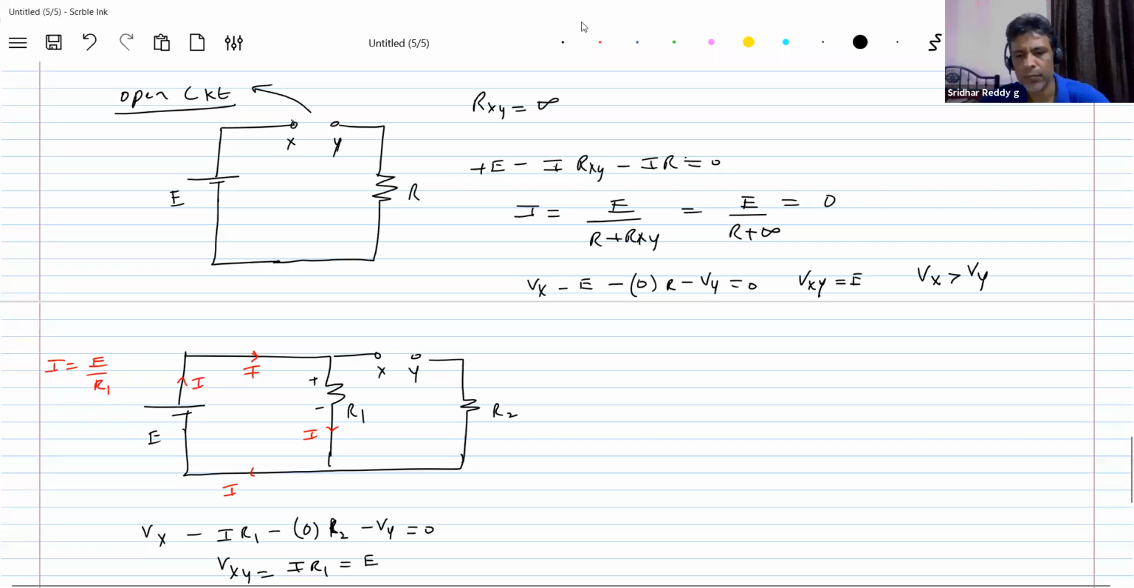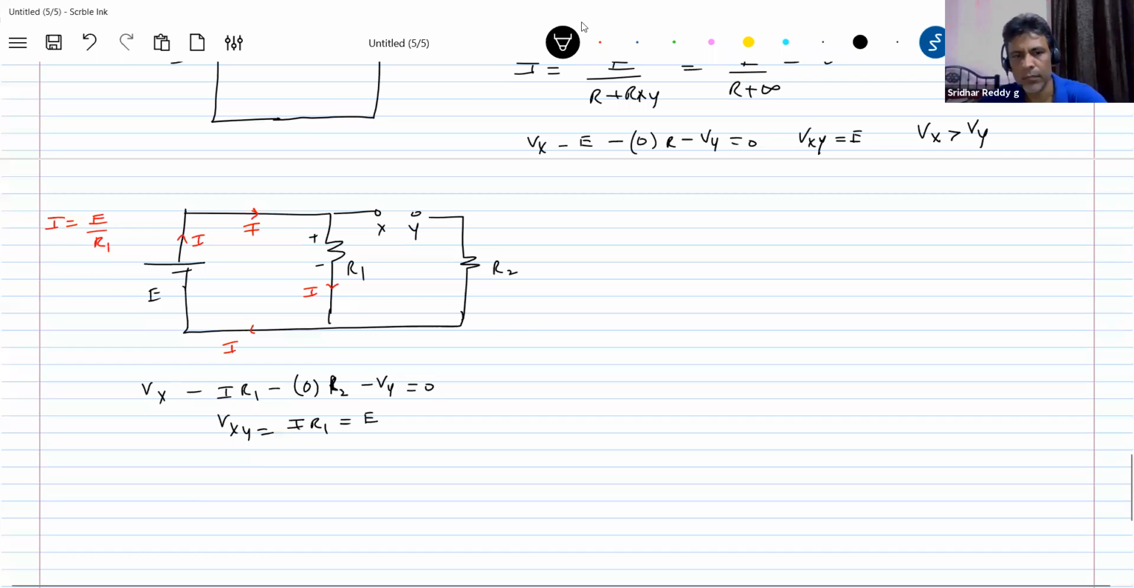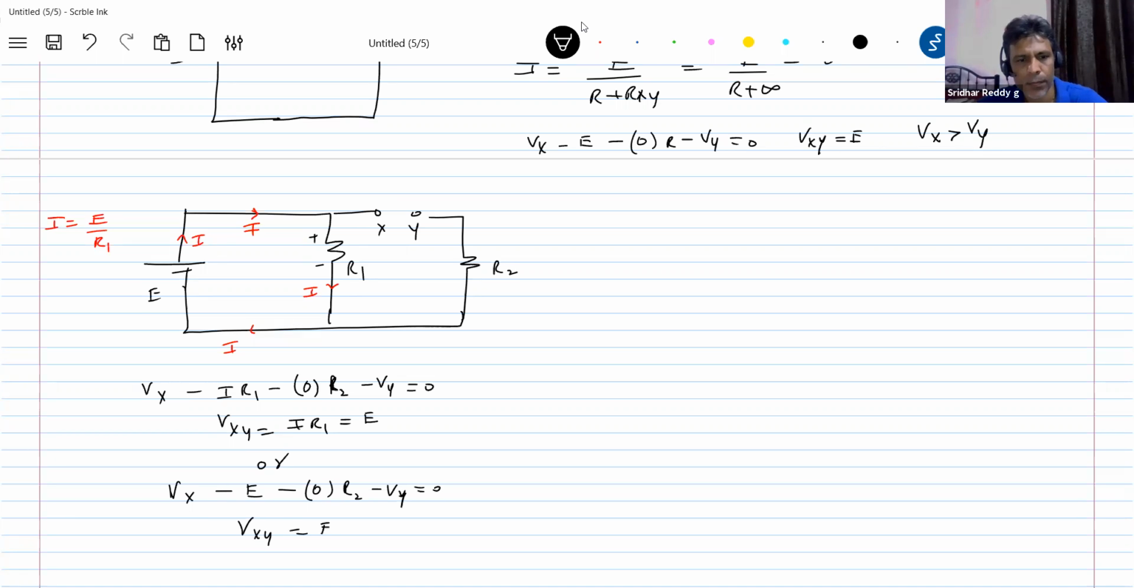Or minus E minus 0 into R2 minus Vy is 0. So this shows that Vx is greater than Vy. This is like an open circuit. So what is the conclusion? In a branch where there's an open circuit, no current flows. No current flows in a branch where there is an open circuit.